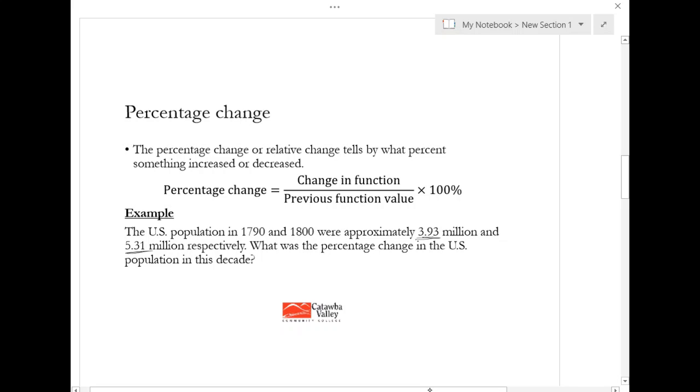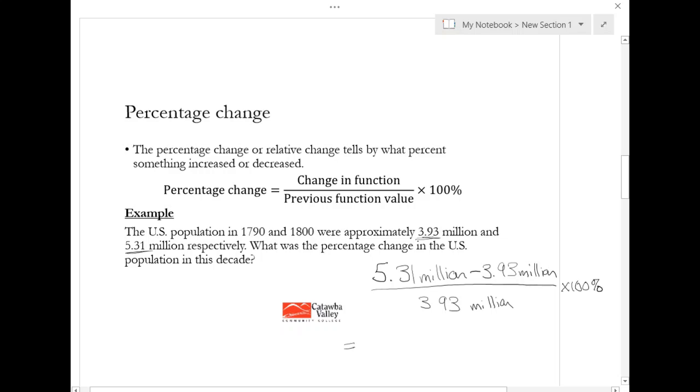Then we would do 5.31 million minus 3.93 million, divided by, and then it says from the formula, the previous function value. So what was the previous population? It was 3.93 million. And then we want to multiply that by 100%.